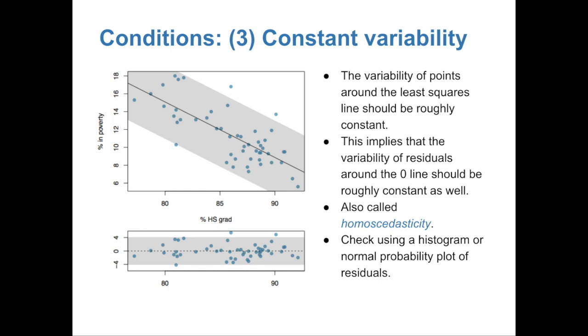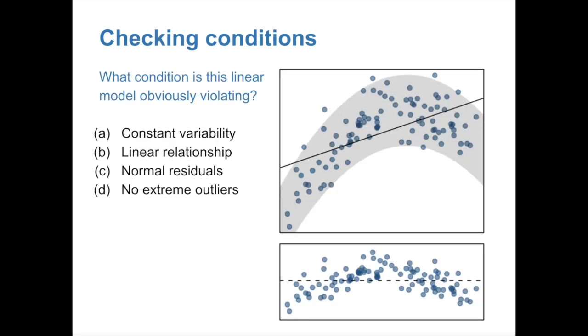You can check using a histogram or normal probability plot of the residuals as well. Take a look at the plot itself, noting the conditions. Which condition do you feel is not working out? Which condition is the model most obviously violating? The top is the scatter plot and the bottom line is the residual.